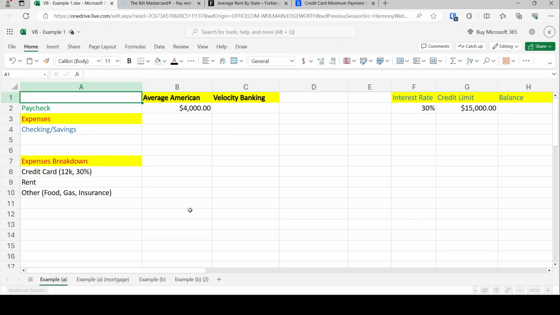So here we have our velocity banking spreadsheet, right? And one of the things that we have to figure out is what are the two requirements that we always need for velocity banking, and I always repeat this in every single video. So number one is a budget. And that's what we have here. I've kind of prefabricated a budget, right? And so we have paycheck, expenses, checking, savings, left over, expense breakdown.